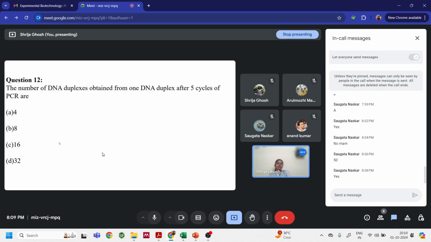Number of DNA duplexes obtained from one DNA duplex after 5 cycles of PCR. Duplex means double stranded DNA. So the number of double stranded DNA we will get after 5 cycles of PCR if we start with one double stranded DNA. How do we calculate it? Anybody knows the answer?